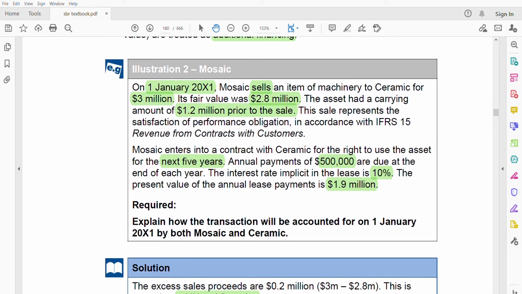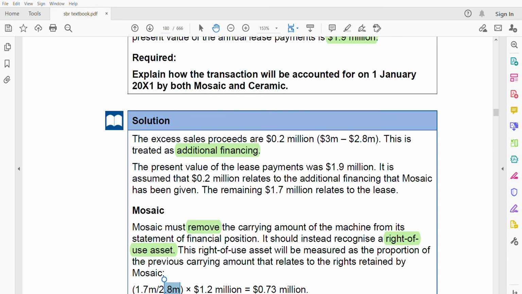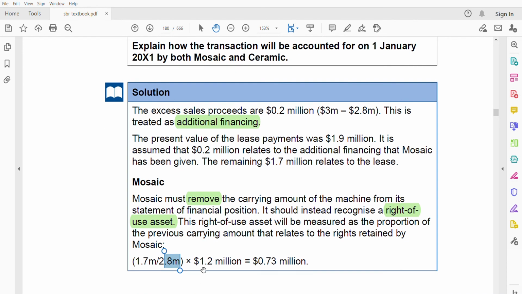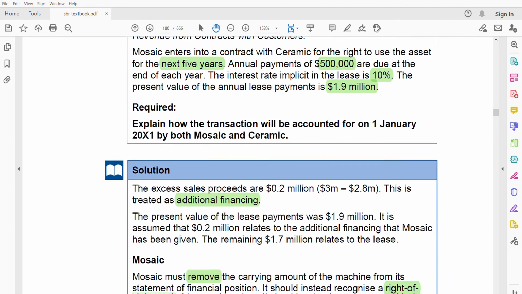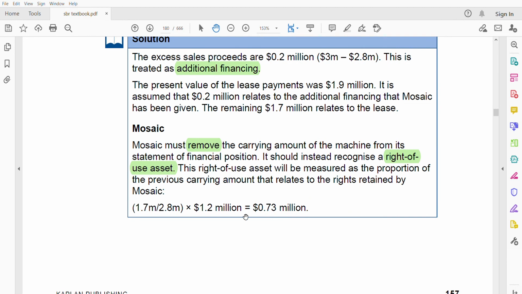2.8 was the fair value of the building, into 1.2. Why 1.2? Because this was the carrying amount before the sale, this 1.2, which gives 0.73 million. Okay, this is the right of use asset.